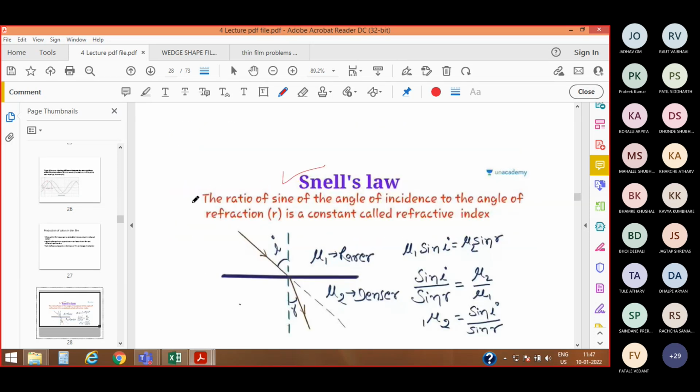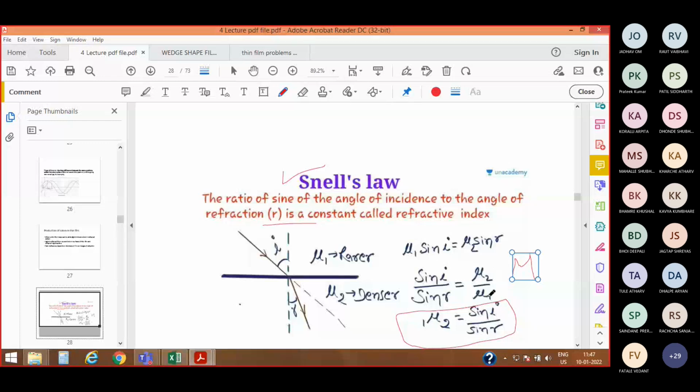Snell's law. What is Snell's law? The ratio of sine of angle of incidence I to sine of angle of refraction R is constant, and is called the refractive index. The refractive index mu is equal to sine of I upon sine of R. So this is the equation of Snell's law.